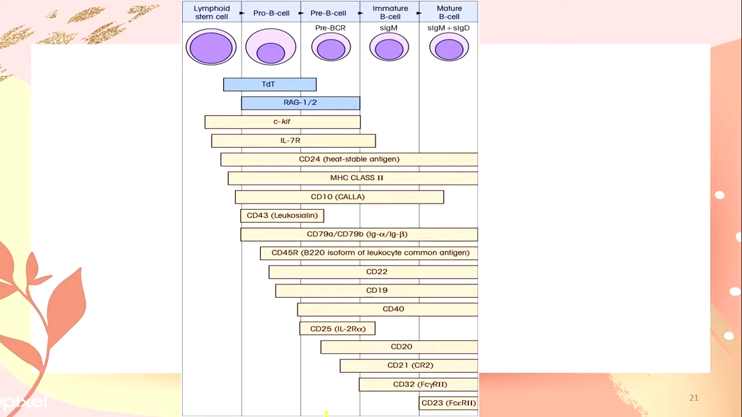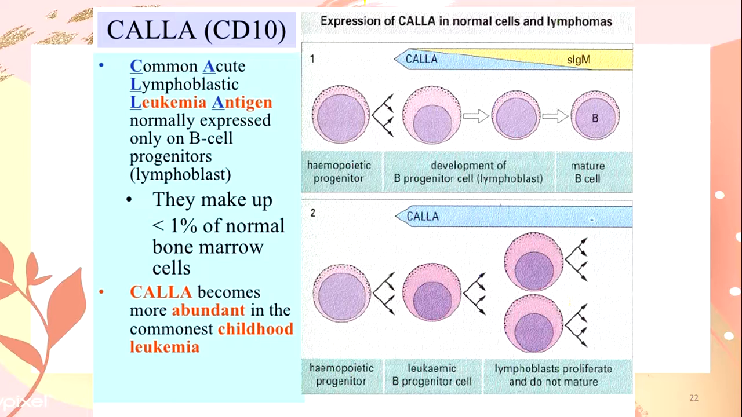The B cell markers are CD10, also called CALLA, CD79A, 22, 19, and CD20. CALLA is also called CD10 and it's the abbreviation for common acute lymphoblastic leukemia antigen, normally expressed on the B cell progenitors, that is lymphoblast. And it becomes more abundant in childhood leukemias.